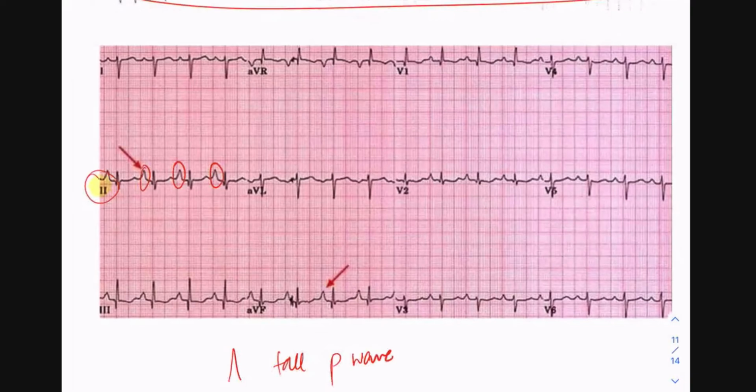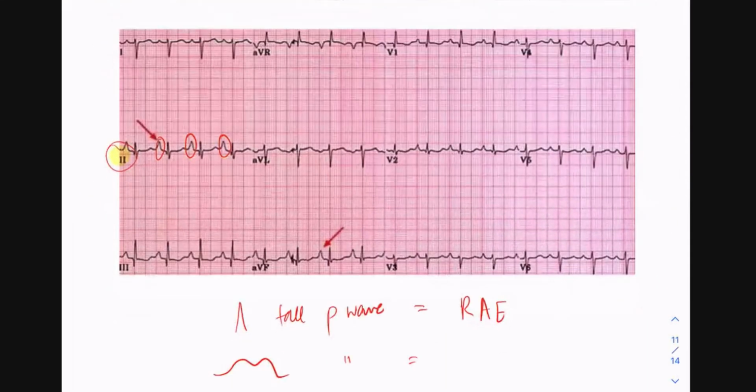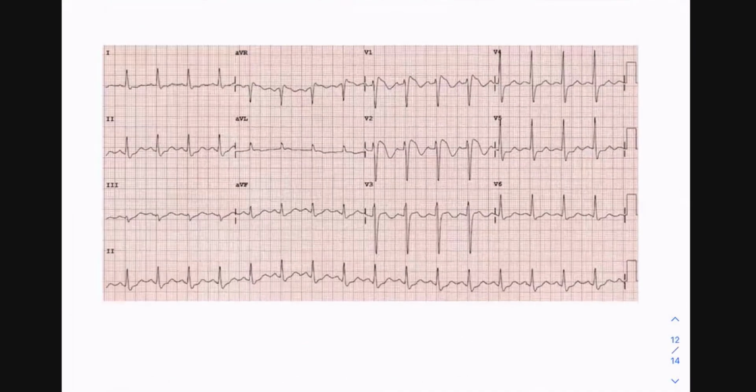If you see peaked P waves, that's a sign that there's a right atrial enlargement going on. Remember, a notched P wave was a sign of left atrial enlargement, but a tall P wave like the one you see in this EKG is a sign of right atrial enlargement. Okay, perfect. Moving on.